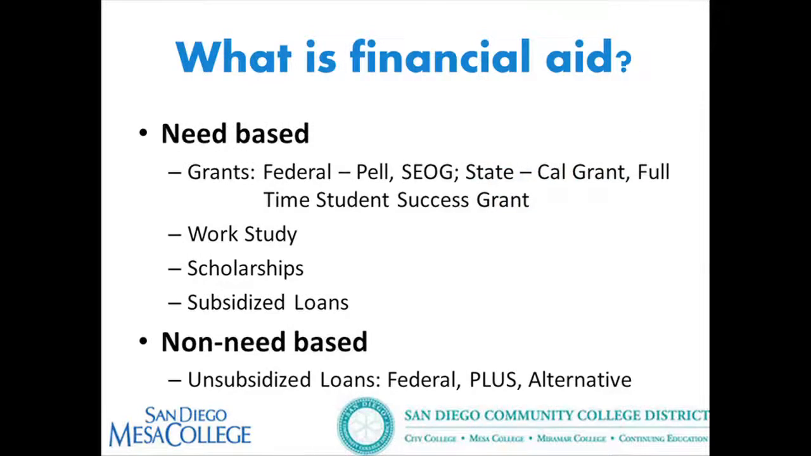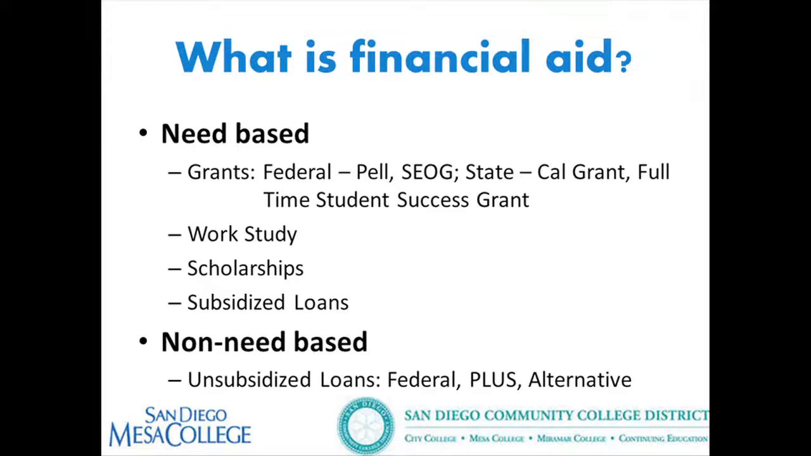So financial aid, what is it? There's two different types of financial aid. There's need-based, which includes the grants. The federal grants are the Pell grant and the SEOG, which is the Supplemental Education Opportunity Grant. There's the state grant, the Cal grant, and then the full-time student success grant. There's Workstudy, scholarships, and if you need to take out a loan, there's loans. I'm going to explain all these in more detail. I'm just breaking it down a little bit as we go.